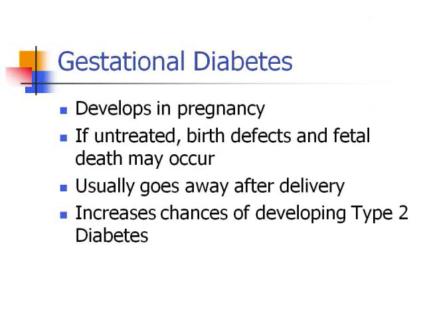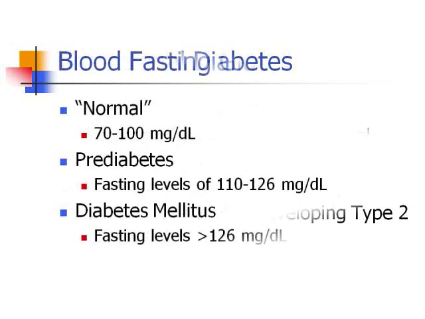Gestational diabetes develops in pregnancy, and if it's left untreated, it can result in a fetus with birth defects or a fetus that dies. This type of diabetes usually goes away after delivery. However, a woman who has gestational diabetes has an increased chance of developing type 2 diabetes later in life.